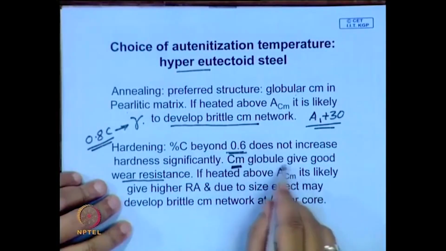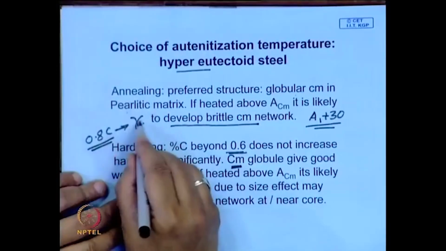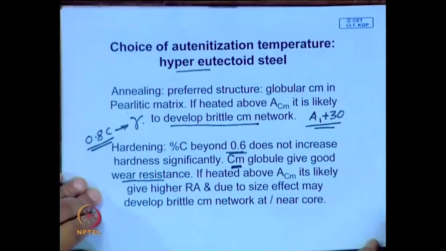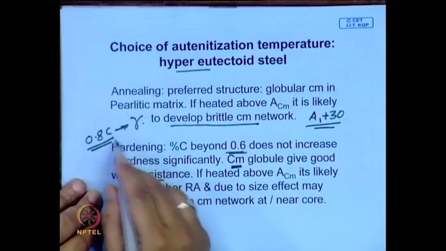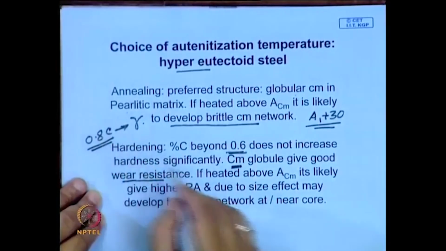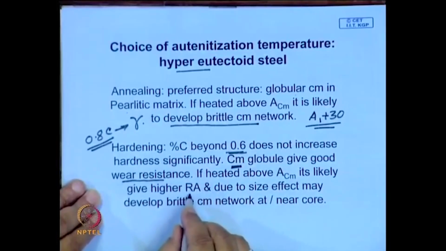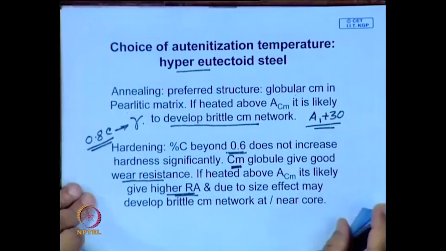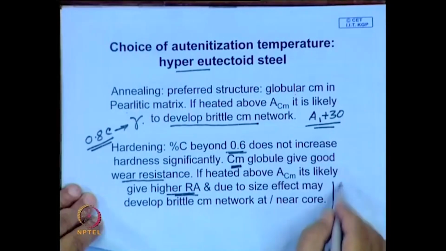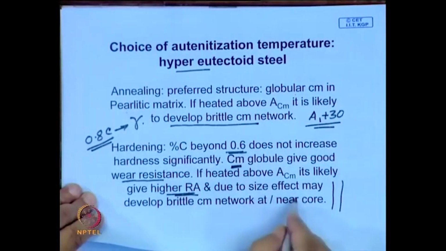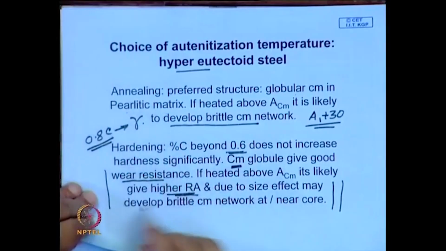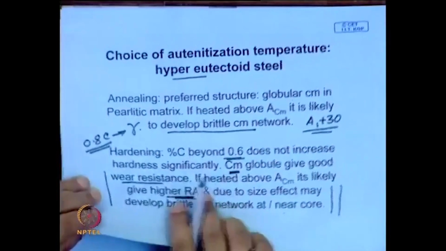Now, if you heat above ACM, the carbon content in austenite becomes quite high, and we know that the martensite start temperature, MS, is a function of carbon content. It becomes so low that even at room temperature the martensite transformation will not be complete, and you will have a very high amount of retained austenite. Also, the size effect is important. If the dimension is large, somewhere in the core you might develop a brittle cementite network at the austenite boundary.